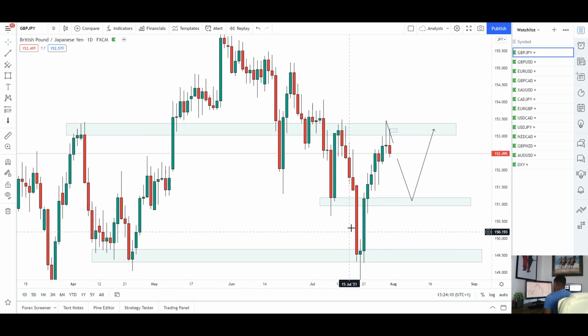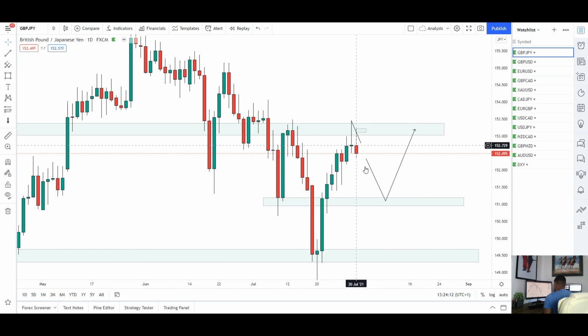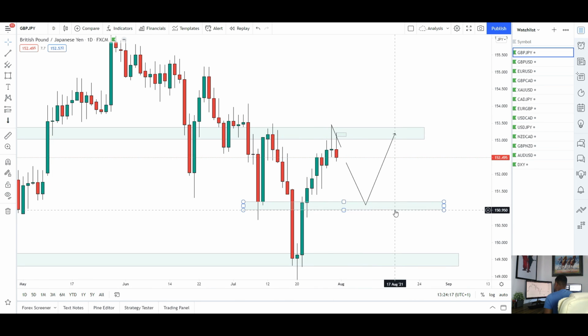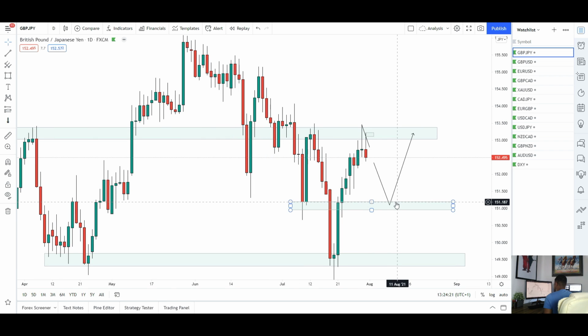Probably need a little bit more development in the price action, but I can see the market sell off back down into this 151 spot. And from there, if we do hold as support, could be some really nice buys on the lower time frames to take it back up into that zone all the way up there.